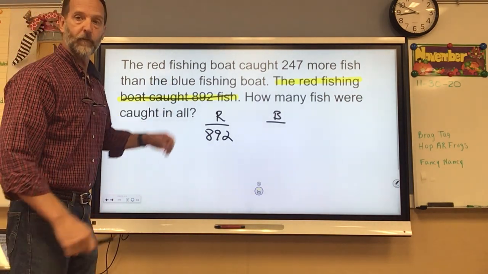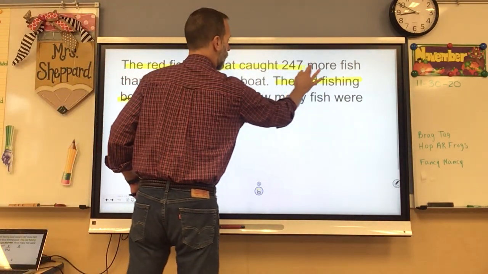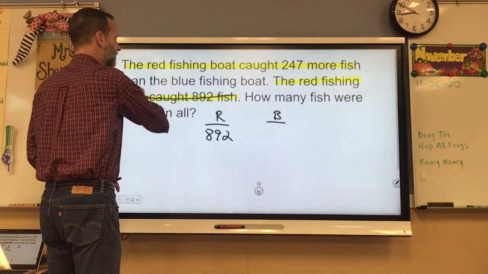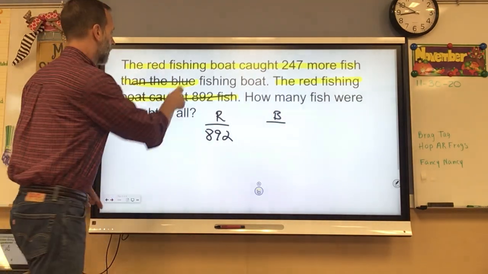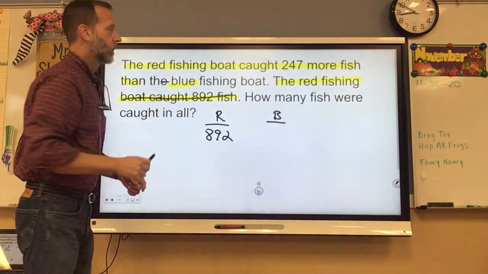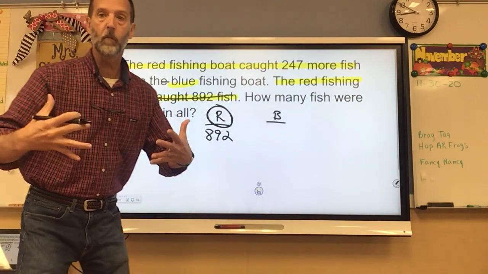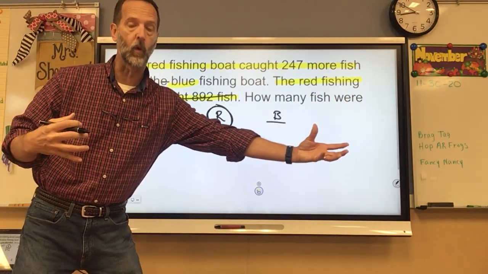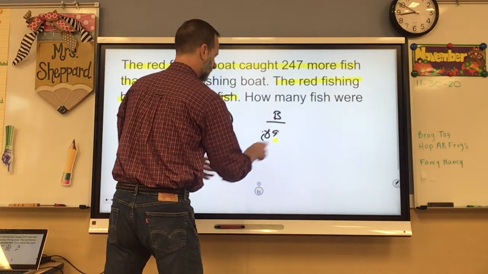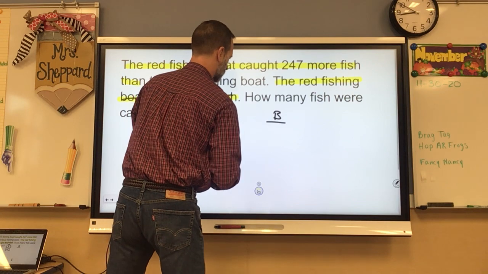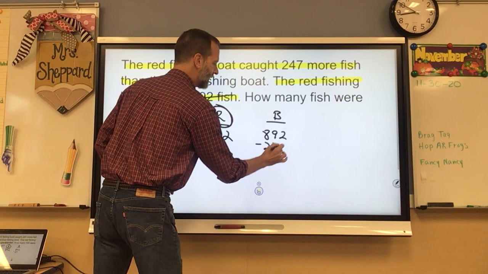Now, let's go back to that first sentence and find out which boat is bigger. The red fishing boat caught 247 more fish than the blue one. 247 more. Okay? So the red boat is the big one. I know the big number. So what do I want to do to find a smaller one? I want to subtract to find a smaller one. I'm going to do 892, and I want to subtract 247.